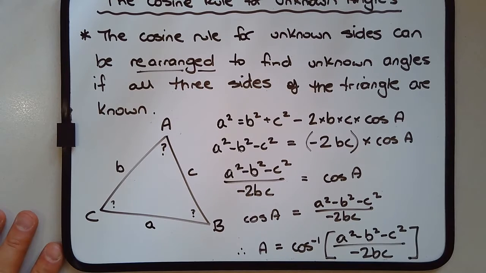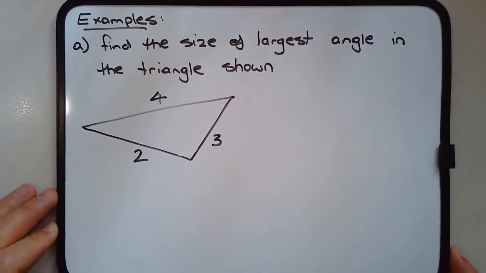The formula can be presented in a slightly different way. You might have seen the formula with a positive 2BC, but then it'll be B squared plus C squared minus A squared. Either formula is fine. So I'm just going to use this one. Let's have a look at some examples.